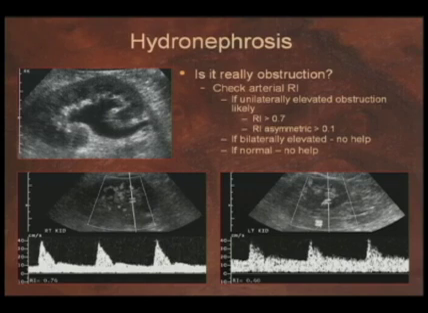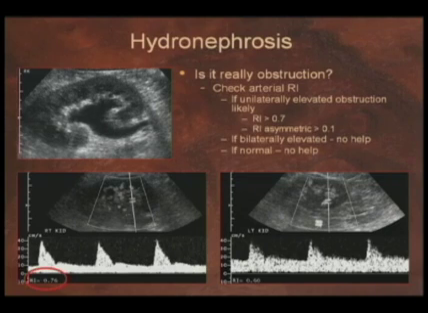One is to check arterial blood flow by measuring resistive indices in the intrarenal arteries. If the resistive index is unilaterally elevated on the side of suspicion, then obstruction is likely. And the cutoff value for an elevated resistive index is 0.7, or asymmetry between the two sides of greater than 0.1. If the resistive indices are elevated bilaterally, that doesn't help you in looking at the suspected side of obstruction. And if the resistive indices are normal, that also doesn't help you in either excluding or making the diagnosis of obstruction.